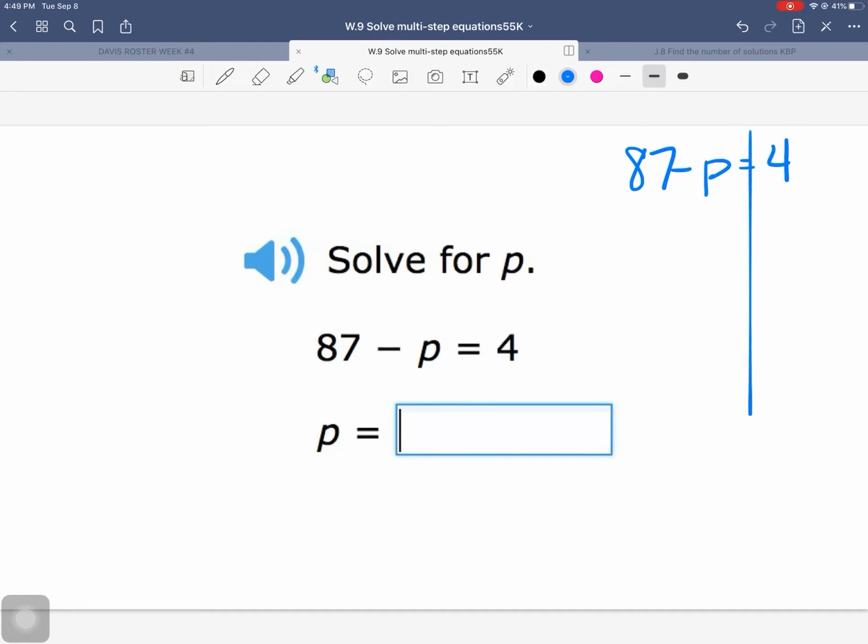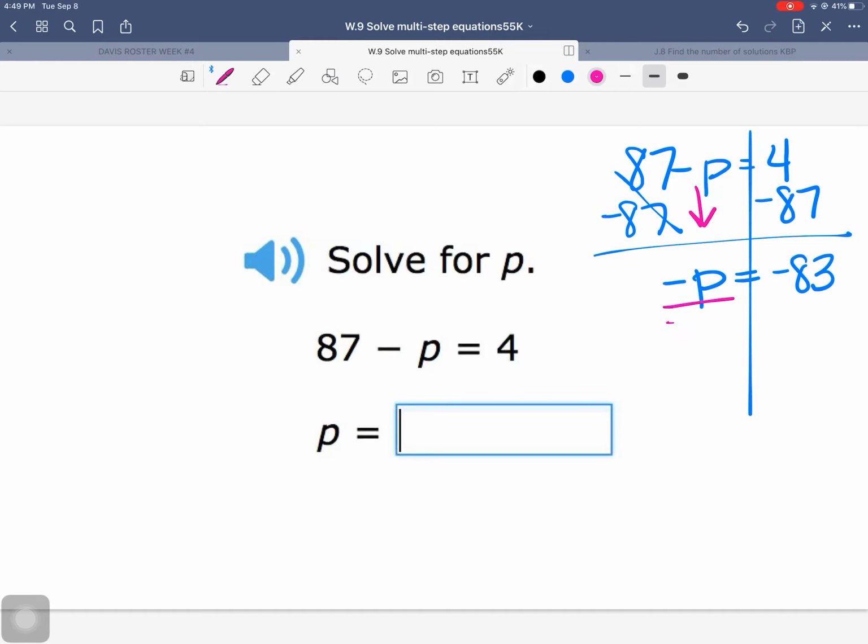Start with the river. I'm going to subtract 87 from both sides. Now, what I want you to really look at is that I brought down the negative with the p, okay? This is not your final answer. You cannot have negative p equals negative 83. We have to get rid of the negative. If I divide both sides by negative 1, I'm left with positive p, which is what I need, is equal to 83.